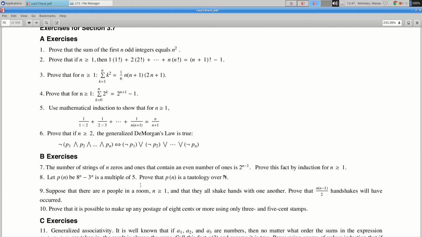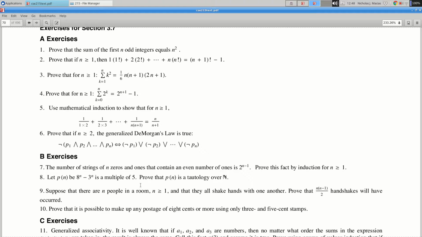What's our proposition? Our proposition states that n times n minus 1 over 2 handshakes. Yes. So the proposition sometimes comes straight out of the problem. Sometimes you have to wiggle it around a little. So in a room with n people, there are n times n minus 1 over 2 handshakes. That's a little poorly worded, but it's what the problem said.